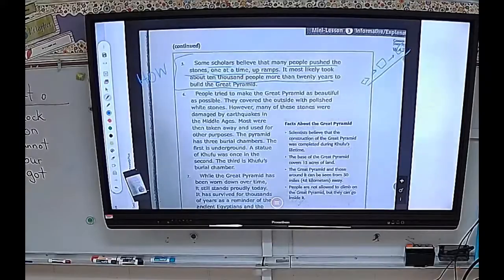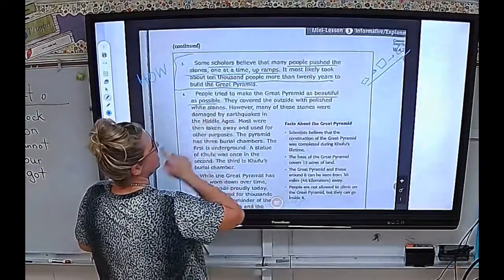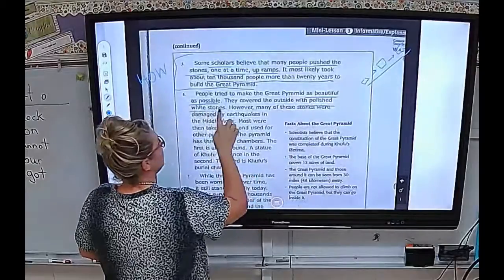So which one actually had Khufu's body in it? The third one. The first one was underground. They put a statue of him in the second. The third is where he was actually buried. Okay, in paragraph 6, do y'all really see anything for why they built the pyramid or how they built the pyramid? How did they build it? They wanted to make it what? As beautiful as possible. They used white stones.